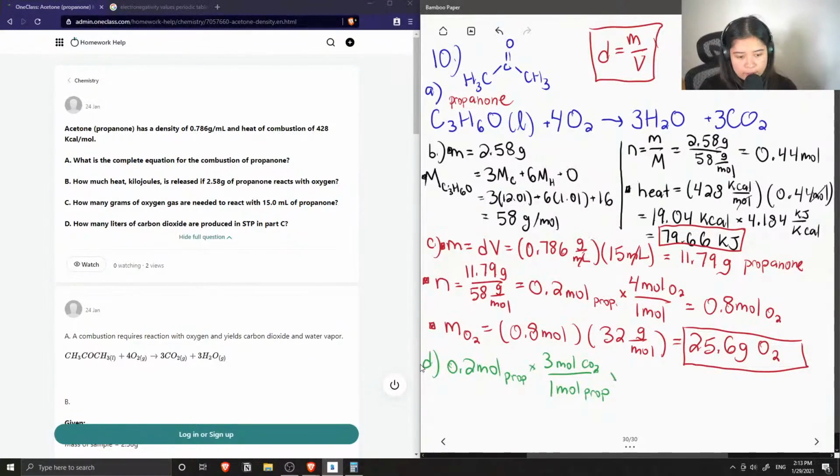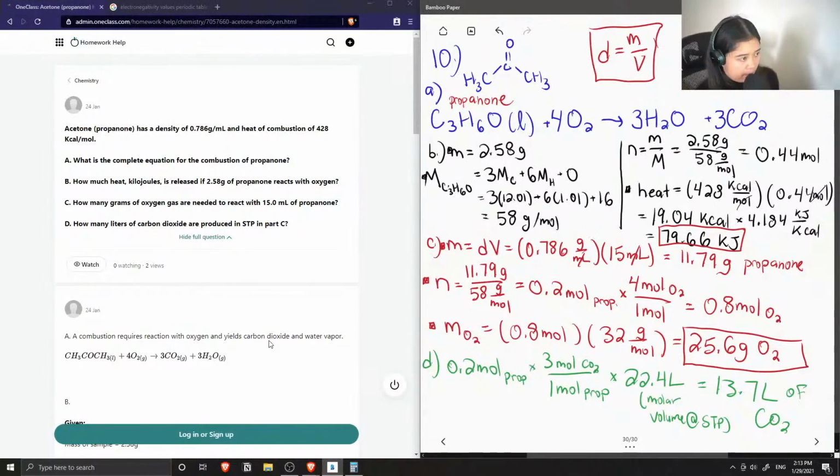and we also want to take into account the molar volume of a gas at standard temperature and pressure, which is 22.4 liters. So we multiply this whole thing by 22.4 liters, which I'll put in brackets, is molar volume at STP. And our final answer would then be 13.7 liters of CO2.